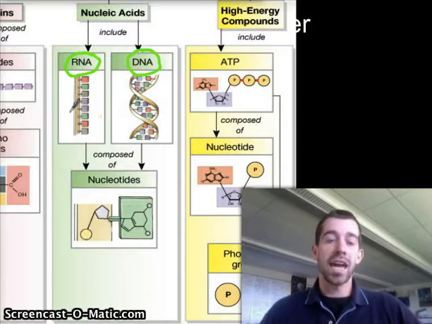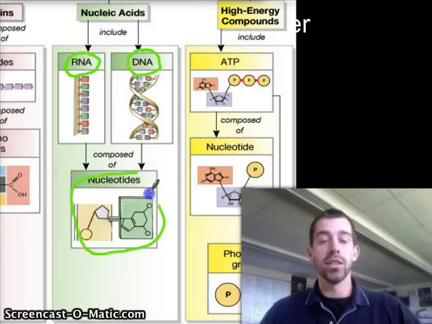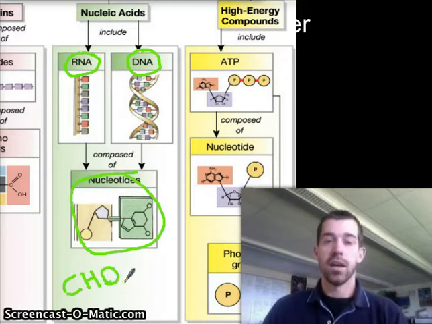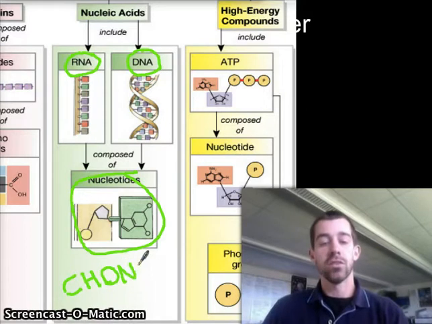DNA molecules and RNA molecules are both comprised of monomers called nucleotides. And nucleotides, just like the other ones, have carbon, they have hydrogen, they have oxygen. They also have nitrogen, and they also have a little bit of phosphorus in there too.